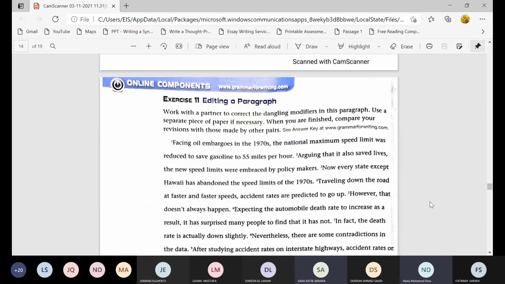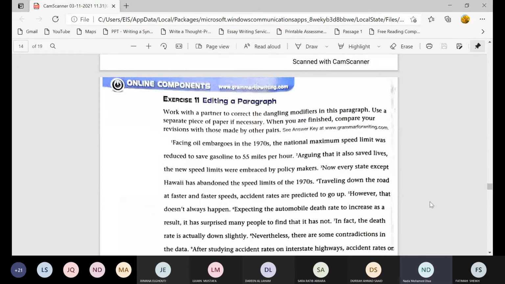How did you do it? I just replaced facing oil embargoes in the 1970s, and then added after facing oil embargoes in the 1970s. So it became the national maximum speed limit was reduced to save gasoline to 55 miles per hour after facing oil embargoes in the 1970s. Yes, you added after facing oil, but who faced the oil embargoes? The government. Yes, the government.